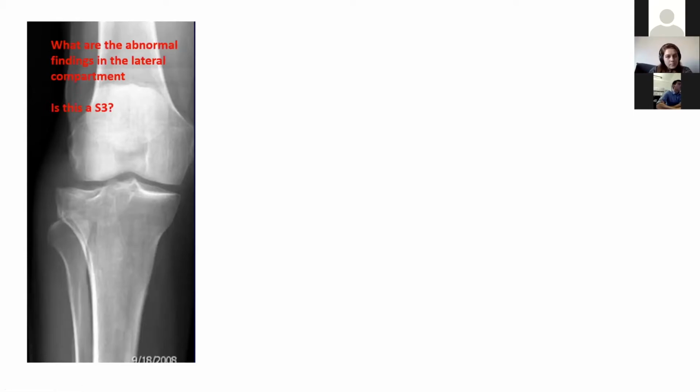What is this, a Schatzker 3 or a 2? I would call it a 2 because I think there's a split fracture line that we see. Yeah, that's like a trick question. Schatzker 3s arguably don't exist. And they don't exist because of this phenomenon exactly.